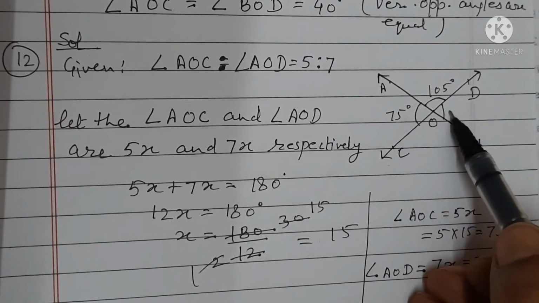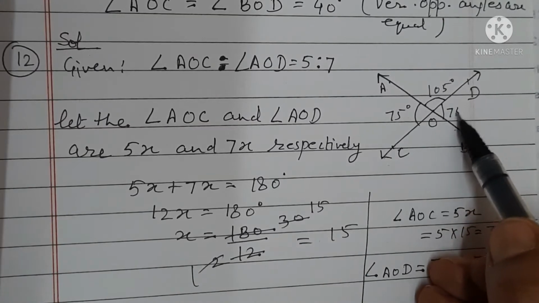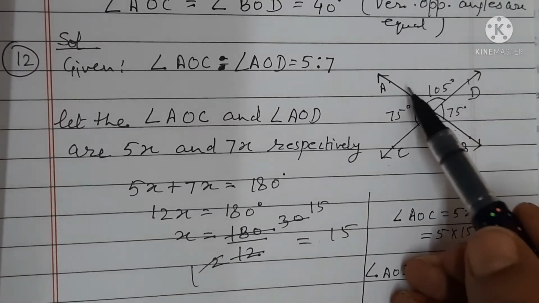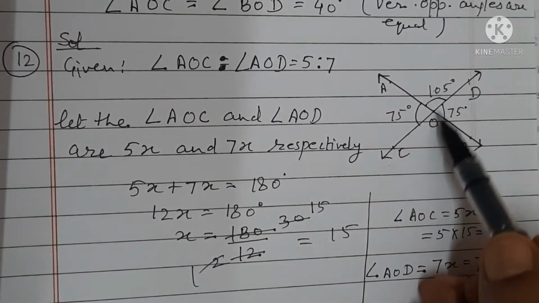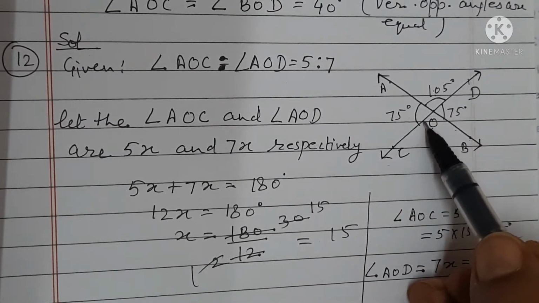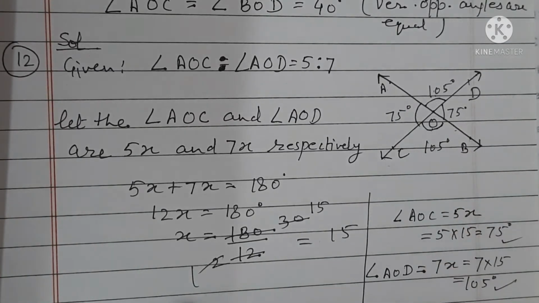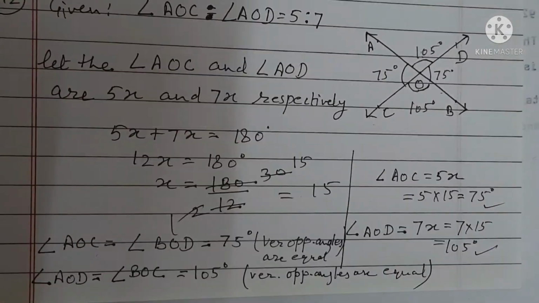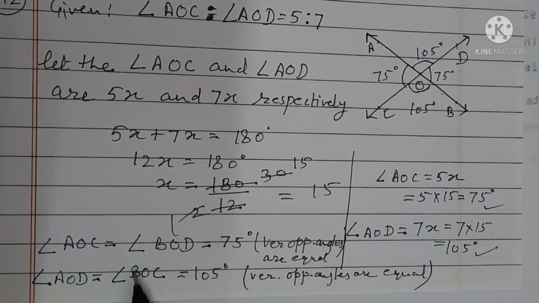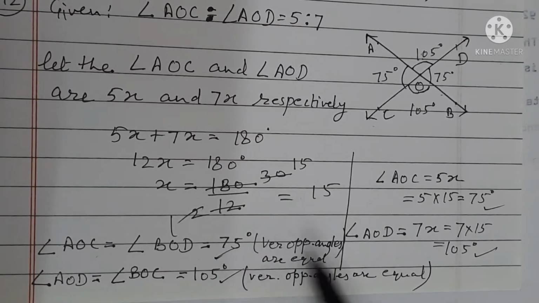So this angle AOC is equal to angle BOD, vertically opposite angles. Give the reason. And angle AOD is equal to angle BOC. These are also vertically opposite angles. So write here 105 degree and give the reason. You can show like this. Now 4 angles we have found.